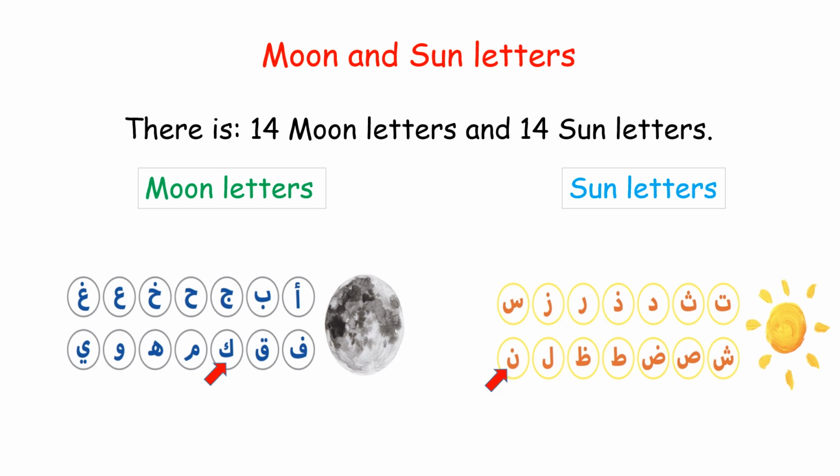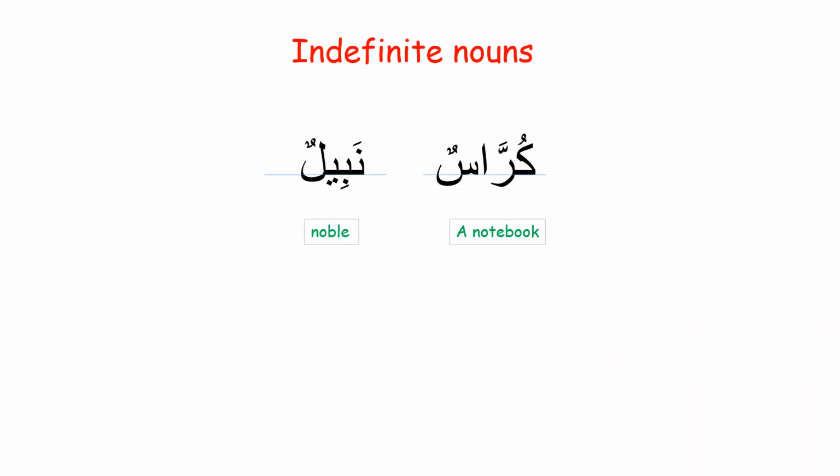Let's randomly pick a letter from each group. For example, our moon letter will be the letter Kaf, and our sun letter will be the letter Noon. Now, for the sake of diversity, let's pick a noun and an adjective starting with these letters. For example, كراس and نبيل. I'm going to render each word into its definite version. Listen up, please.